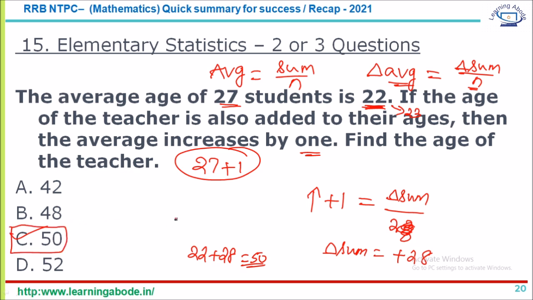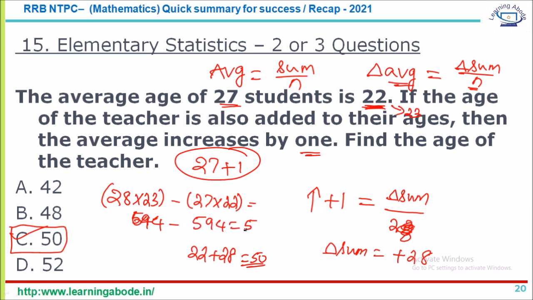Now, if you want to solve it by the conventional way, then including the teacher, 28 people, the average is 23, right? And not including the teacher, 27 people, and the average is 22. Solve this. So this is like 590, I'm sorry, this is like 644, and this is 594, and the difference is 50. Okay, the conventional way, but this takes time.